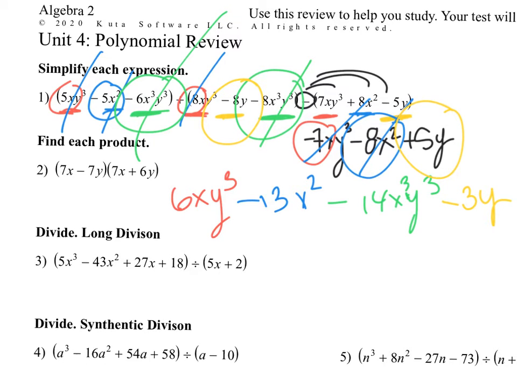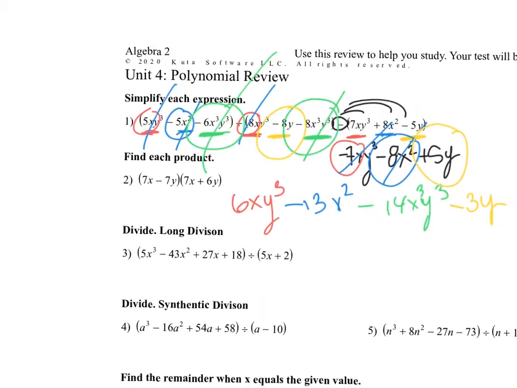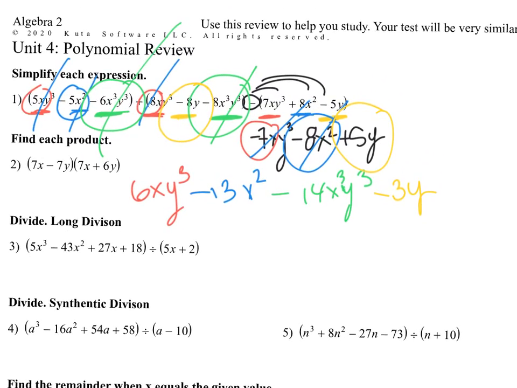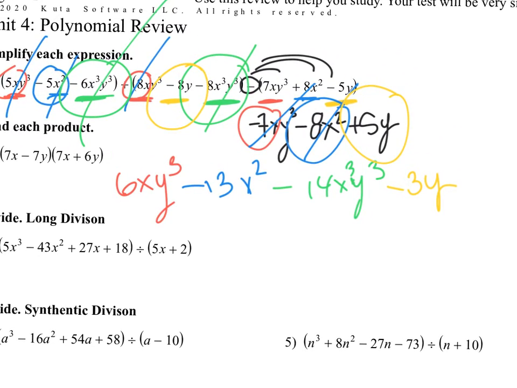Okay, but we need to write this in standard form now. So we need highest exponents, alphabetical. This gets a little confusing because we have terms that have 2 variables and terms that have 1 variable. So I actually would write this a different way than the answer key. I'm going to put negative 14x cubed y cubed first. It is the highest exponent, and it is alphabetical. Looking alphabetically, x cubed comes first.